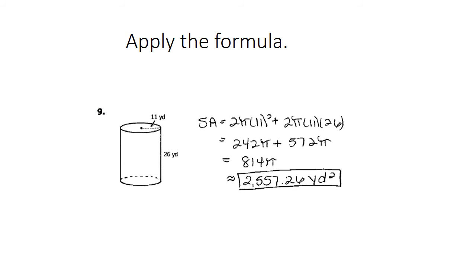And I'm going to plug those things into the formula. 2 pi times 11, which was my radius, 11 squared, plus 2 pi times my radius, 11, times my height, 26. When I multiply all of my numbers, I get 242 pi plus 572 pi. When I simplify all that, I get 2,557.26 yards squared.